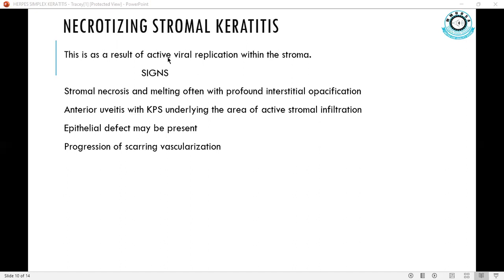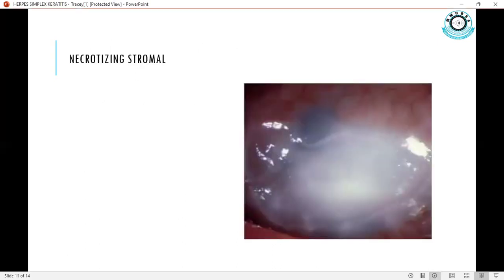So we'll have the treatment of necrotizing stromal keratitis. I think we are moving to the next slide. Okay, that's first the picture of necrotizing stromal keratitis.